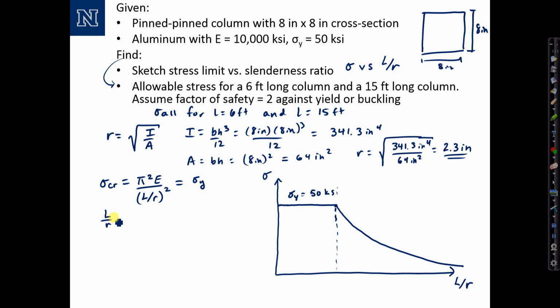So (L over R) squared, I can say, equals pi squared E divided by sigma y, and L over R equals the square root of that quantity. And we'll go ahead and put in the numbers now.